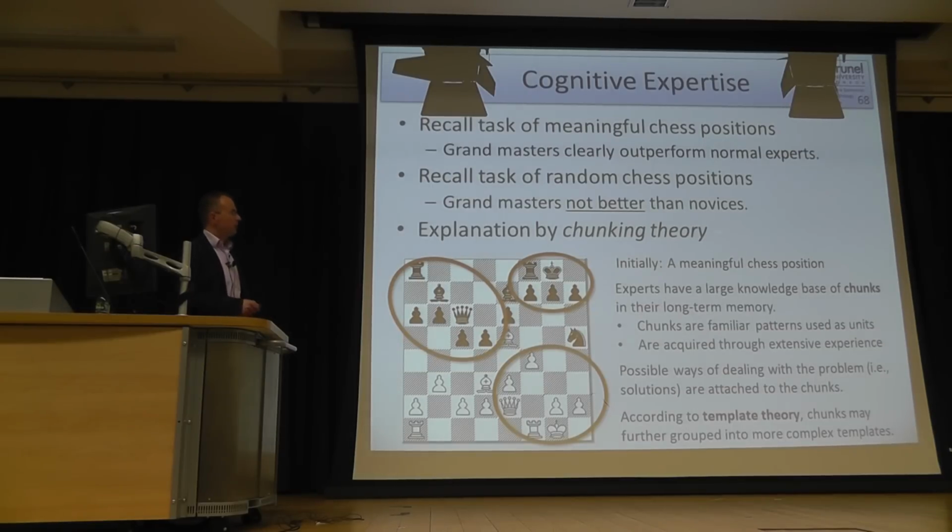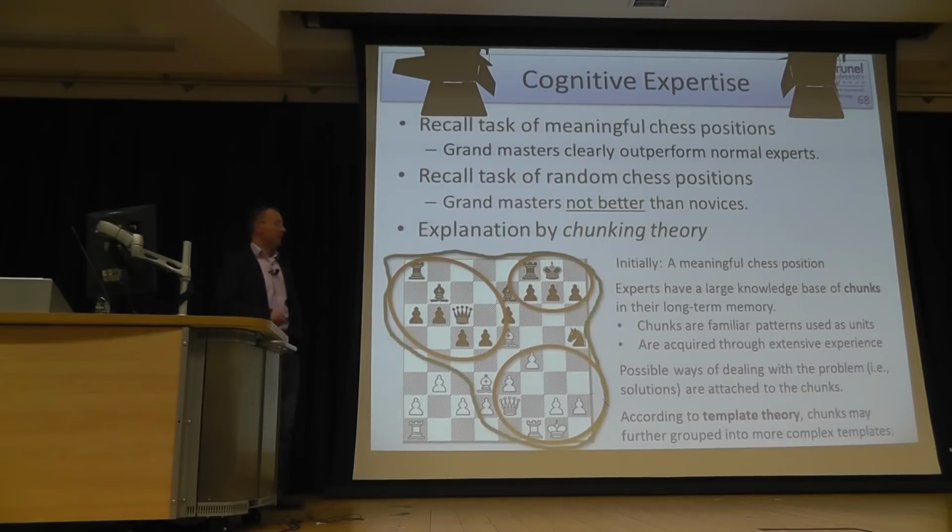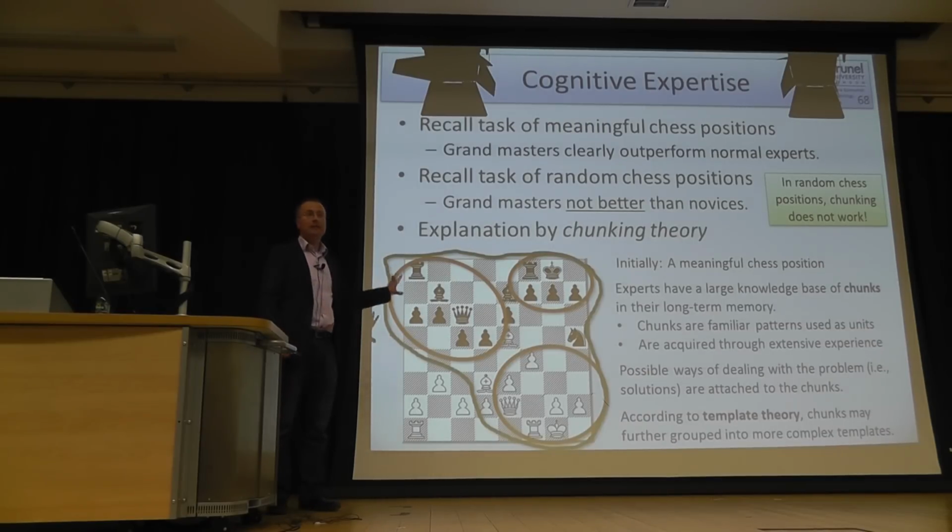Then there is an extension to chunking theory, which is called template theory, where you can group these chunks into even larger units, more complex templates. That's based on template theory, but we don't need to go into detail here. Okay, and of course in random chess positions, this chunking does not work. So they're like normal people, and they can only remember the positions of a couple of figures.